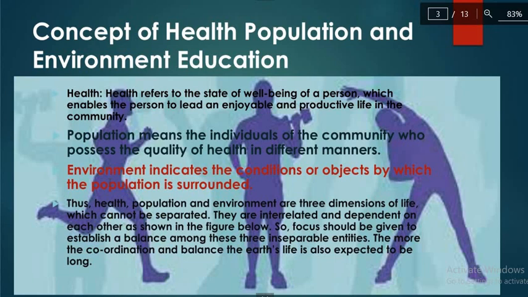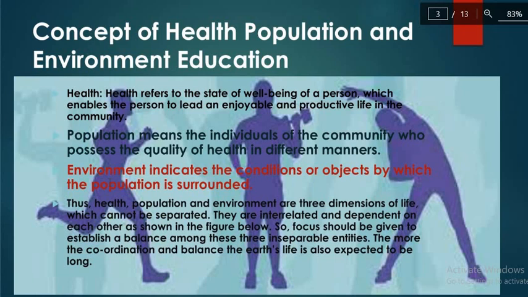So environment may be physical, biotic, abiotic, and cultural also. So understand, in short, environment indicates the condition or objects by which we are surrounded or by which the population is surrounded.